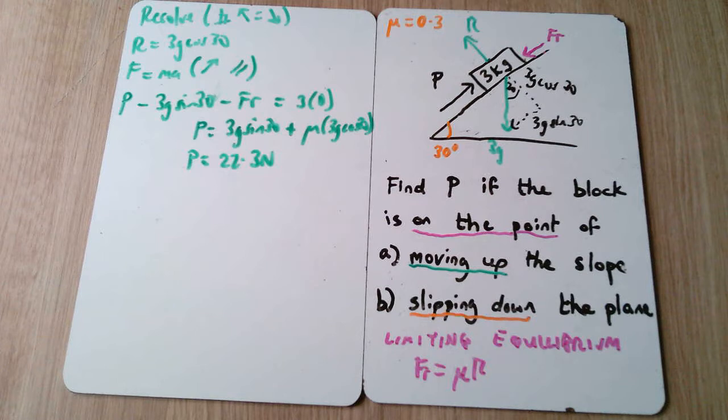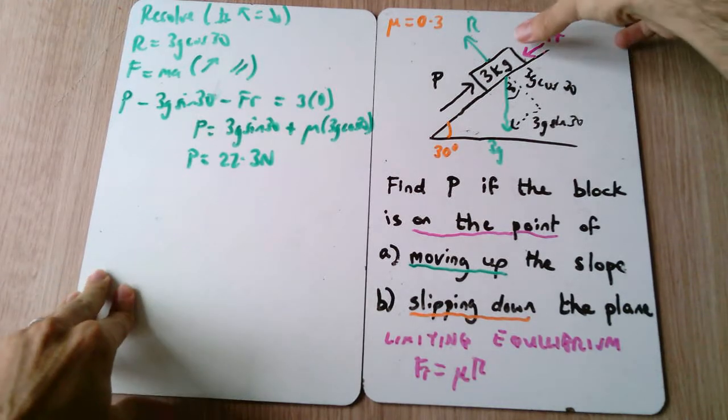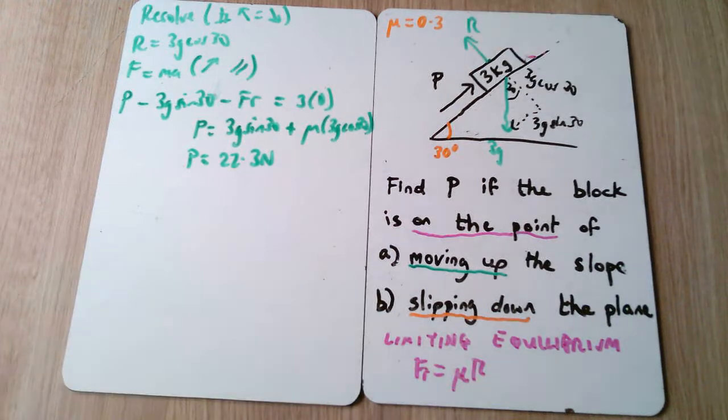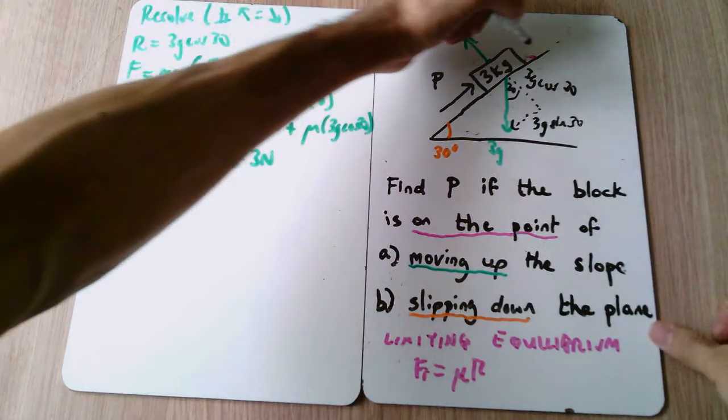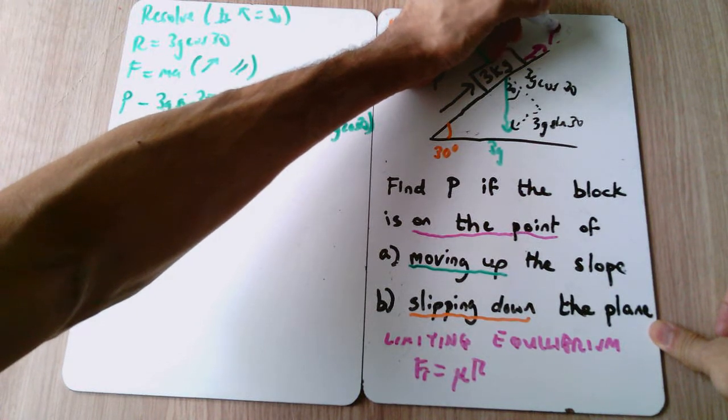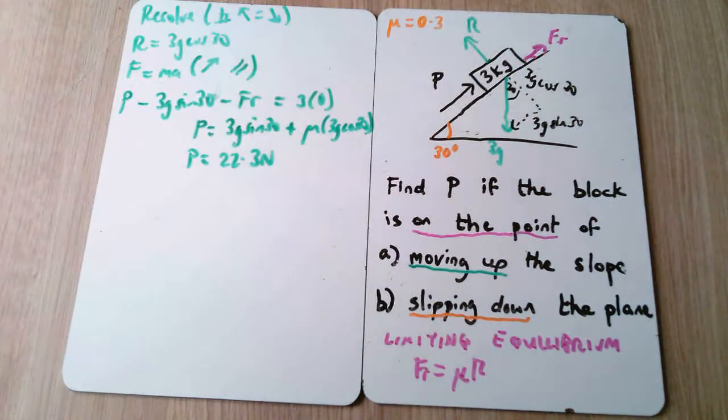If we now, however, look at the second scenario, this one catches more people out. It's saying that P is being applied and the block is on the point of slipping down the plane. That means the block is just about to slip down. That means I don't have enough force to push this up, and I'm just about keeping it up with my arms. That means the frictional force must be helping to keep this up. Friction, we said, always opposes the direction of motion. In this case, it's about to slip down. Friction is now acting upwards.